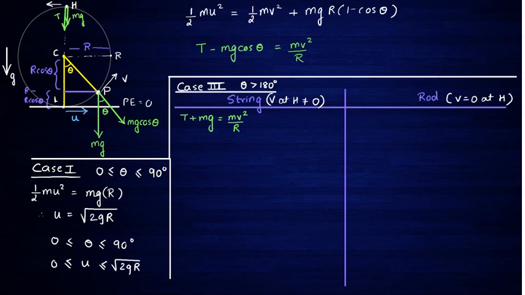In order to minimize v at the highest point, we have to put T equal to 0, because mg cannot be 0. mg is not equal to 0. That's the reason why at the highest point we need to put T equal to 0. Then in that case we get mg is equal to mv square by r. So mgr is equal to mv square.